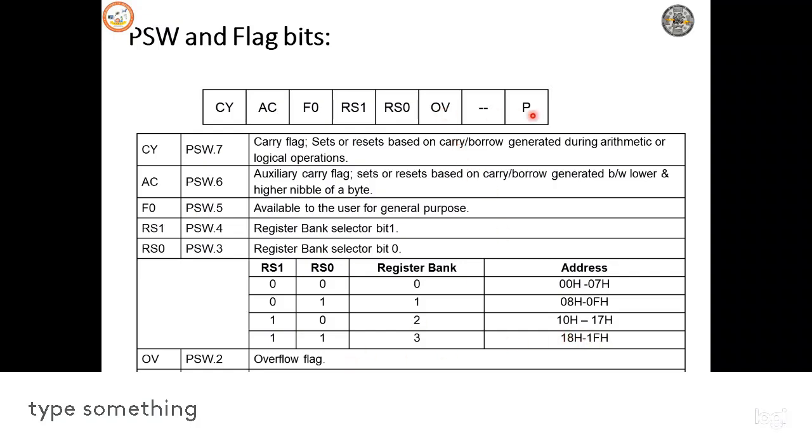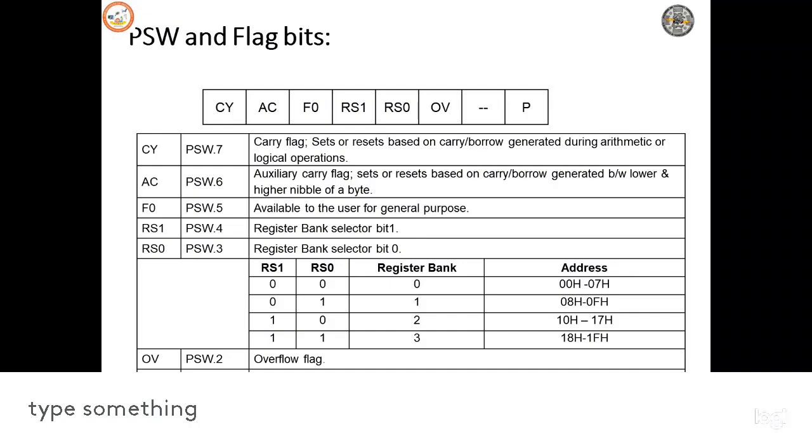Then the overflow flag, that is nothing but PSW.2. Overflow means the operation is going to happen within a range, from the minimum range to the maximum range. Once it exceeds the maximum or minimum range, then we call it an overflow, and the flag is going to be set. Then we have PSW.1, which is not defined by anything, so that is a user-friendly bit.